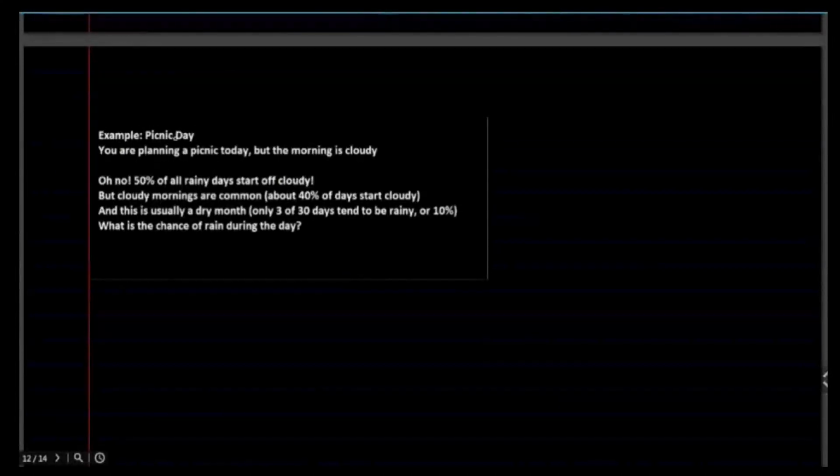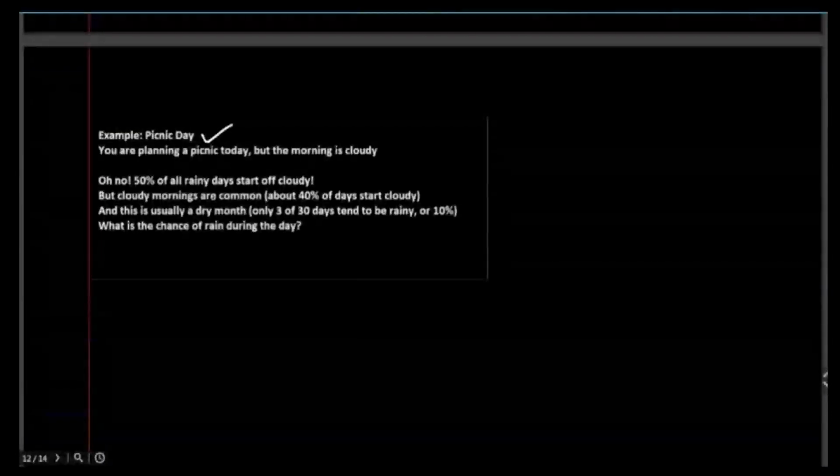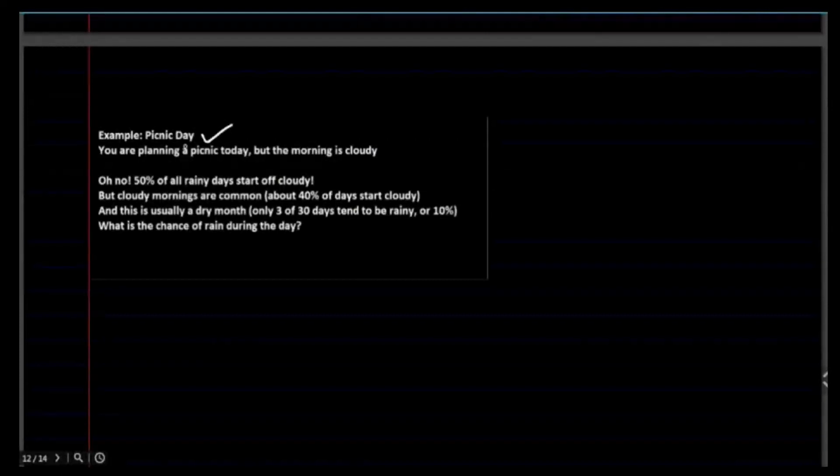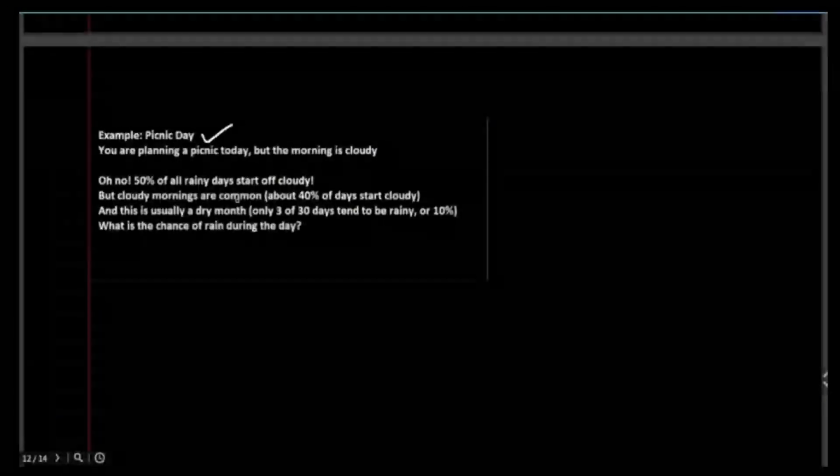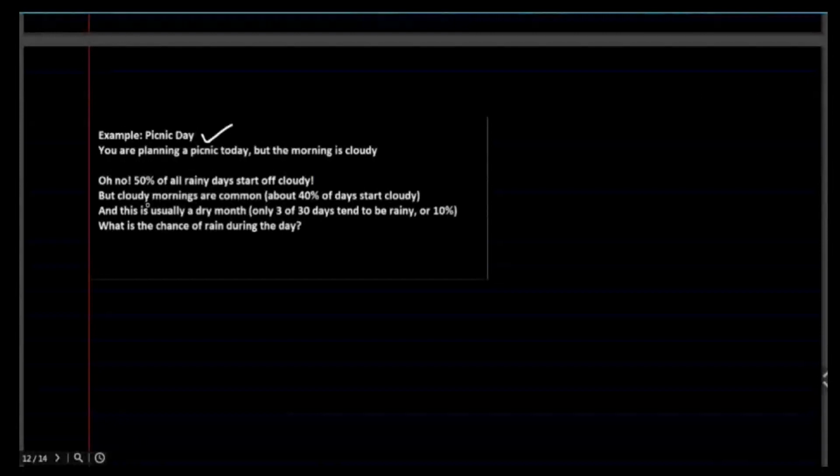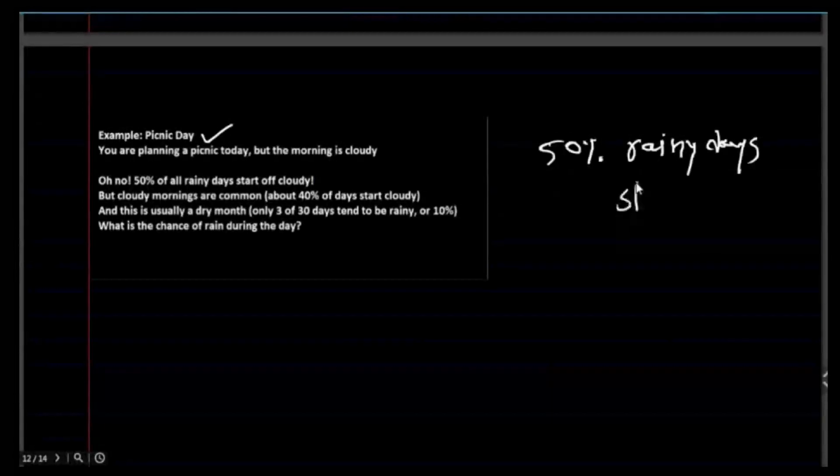So this example is a picnic day. You are planning a picnic today, but the morning is cloudy. Now some additional information is given. Oh no, 50% of all rainy days start cloudy.